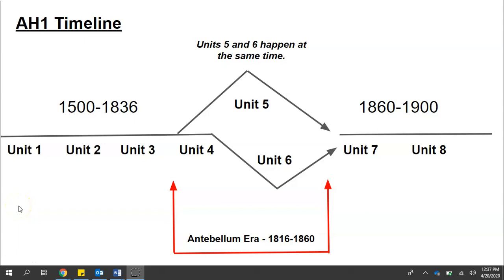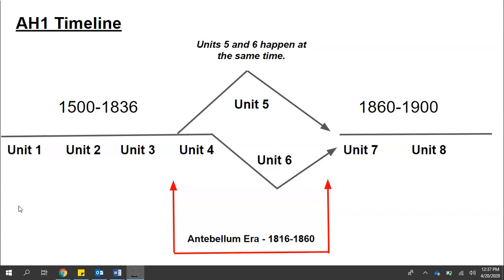Hey guys, so we are going to start units 5 and 6 today, but I wanted to just give a short explanation on why units 5 and 6 are combined together and not two separate units. One is because both of them are pretty short. Each one only has 5 objectives, so having them stand alone seems kind of silly, but there's a historical reason they're combined too, and that is because units 5 and 6 happen at the same time.